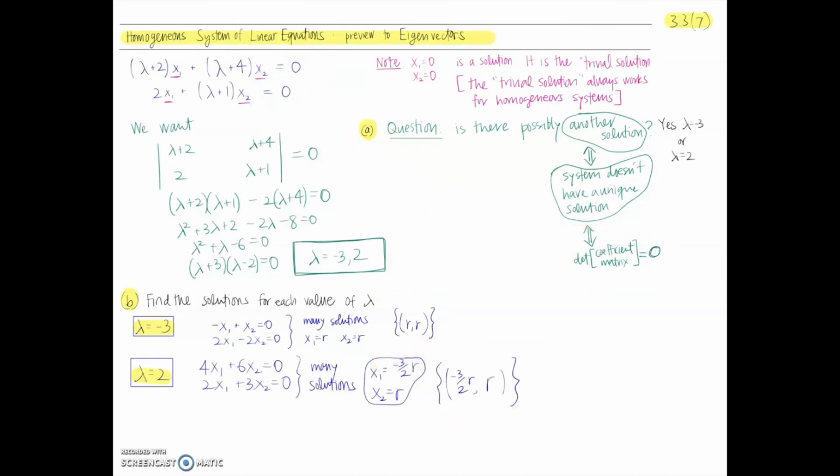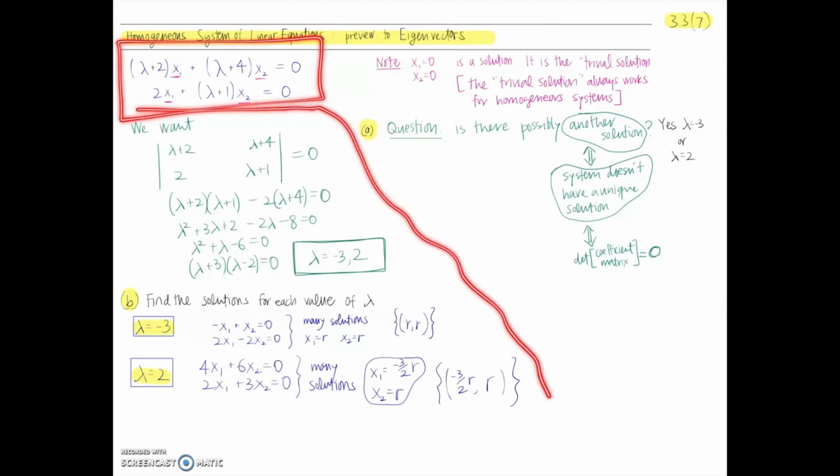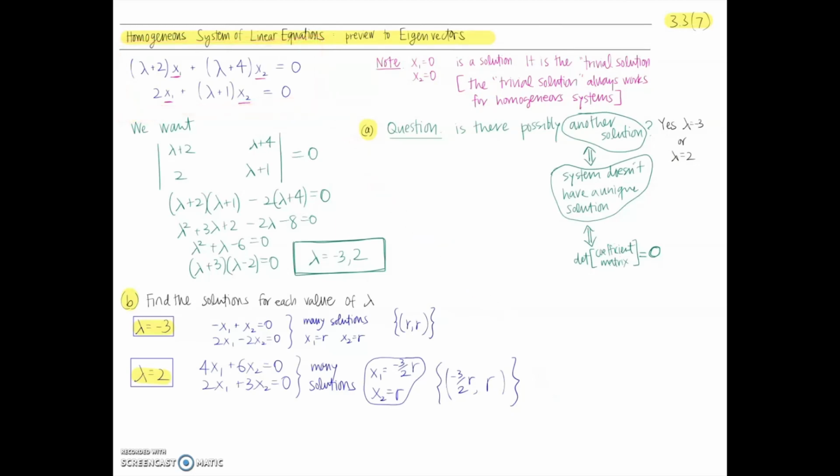There are a couple examples like this in the homework where you have to construct some non-trivial, meaning non-zero, solutions to a system of equations like this. And this type of problem is going to lead us to this big idea of eigenvectors, but it's all dependent on this fact that we learned today, that if the determinant of the coefficient matrix equals 0, then there is a possibility of more solutions.